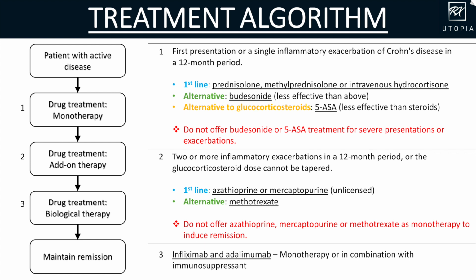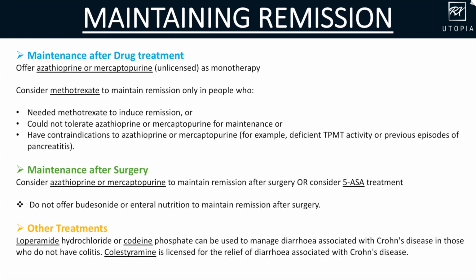added to a corticosteroid. Under specialist supervision, monoclonal antibody therapies, adalimumab and infliximab, are options for the treatment of severe, active Crohn's disease. Adalimumab and infliximab can be used as monotherapy or combined with an immunosuppressant, although there is uncertainty about the comparative effectiveness and long-term side effects of therapy.